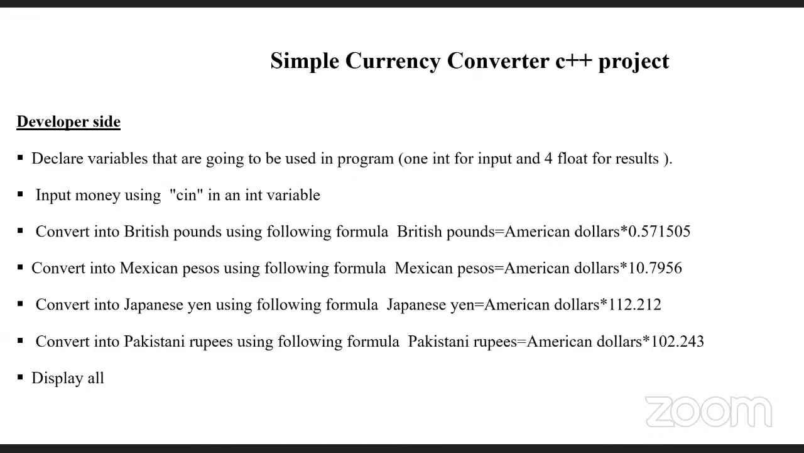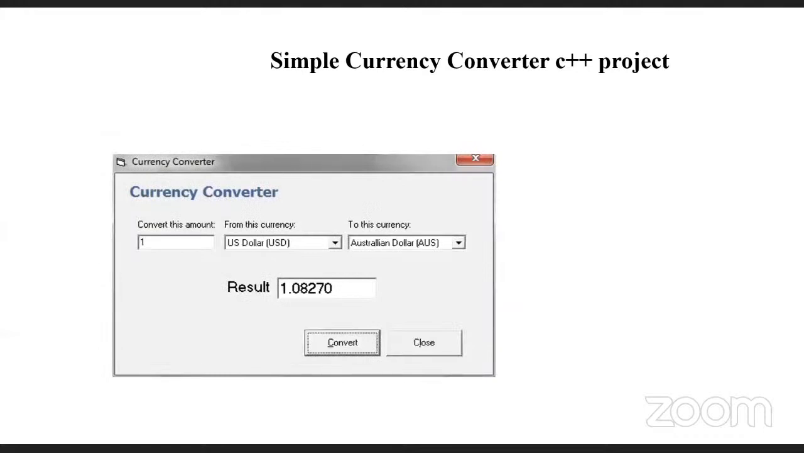I want the output in the form of currency. If converting to British pound, you can use 0.57. If you want to convert Mexican, if Japanese, you can use 112.2 something. If you want to convert Pakistan rupees, one dollar is equal to 102 in Pakistan. So this is my expected output. How is it going to work? This is how it is going to work.